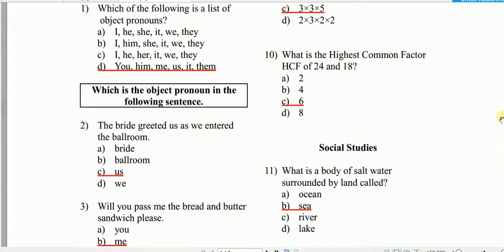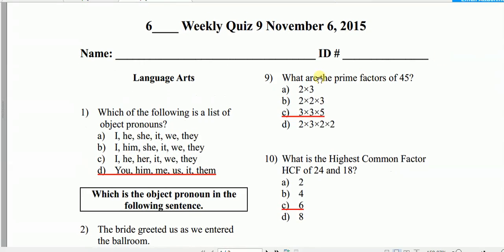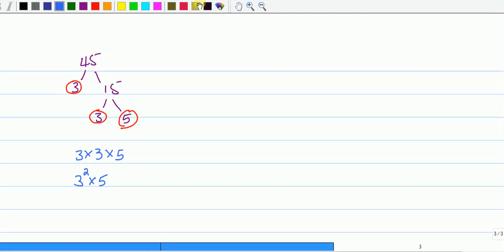All right. Going on now. What are the prime factors of 45? And let's look at 45. 3 can go into 45 15 times. 3 can go into 15 5 times. And all these are prime. So the prime factors of 45 are 3 times 3 times 5. Or in exponential form, even though we're not there yet, it is 3 squared by 5.